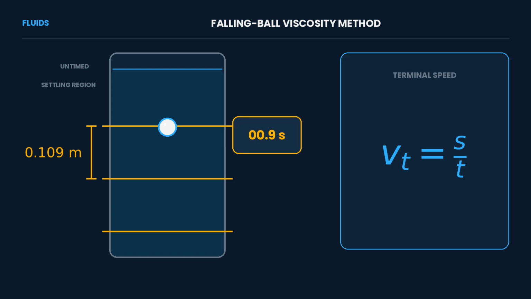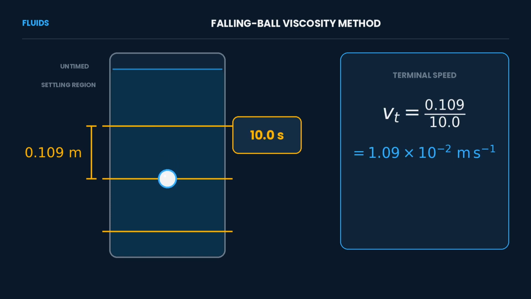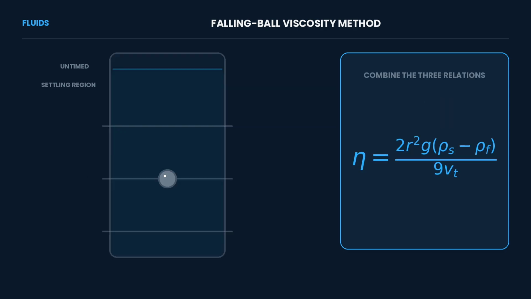It covers 0.109 meters in 10.0 seconds, so its terminal speed is 0.0109 meters per second. Combining the force balance, sphere volume and Stokes' law gives us η equals 2r²g times the difference between sphere and fluid densities, all divided by 9 times the terminal speed.